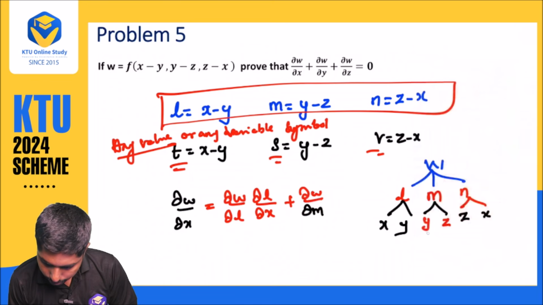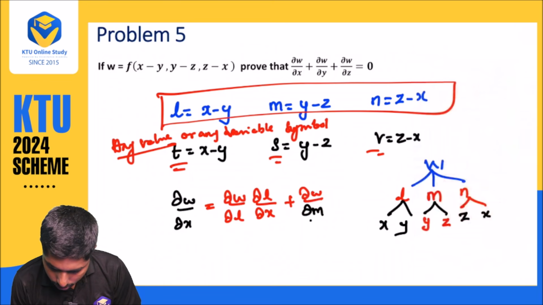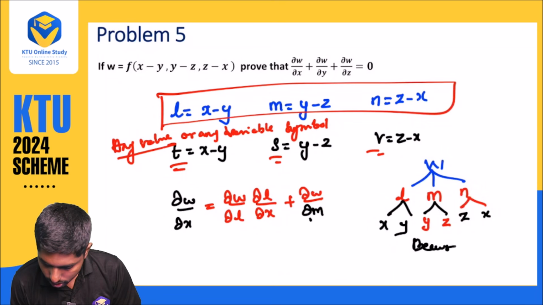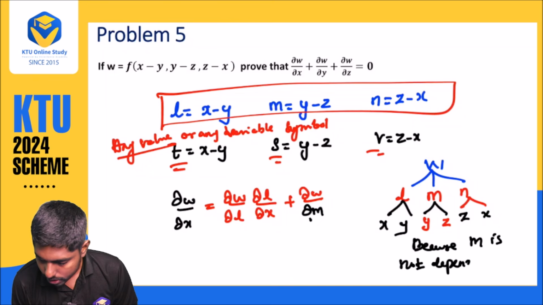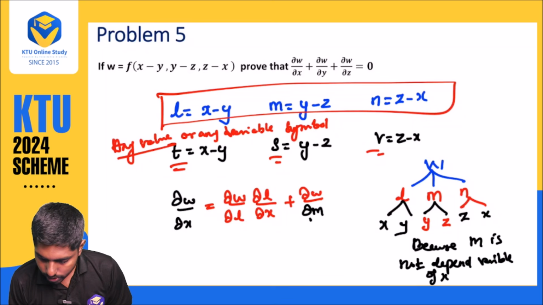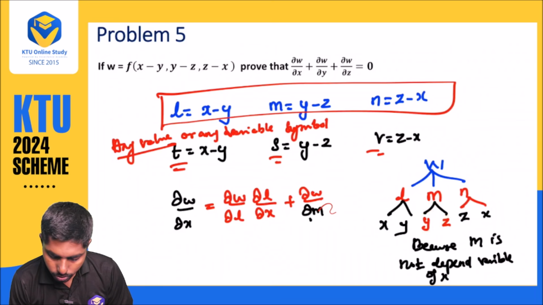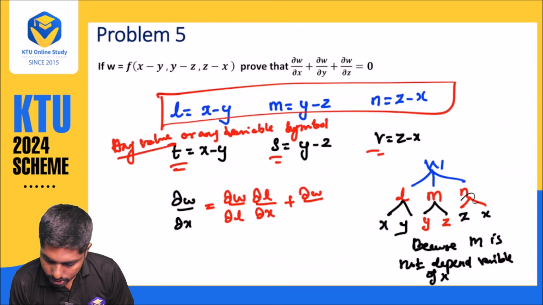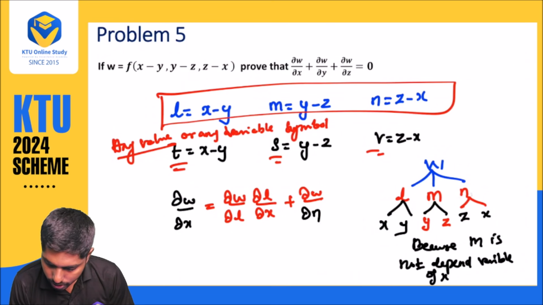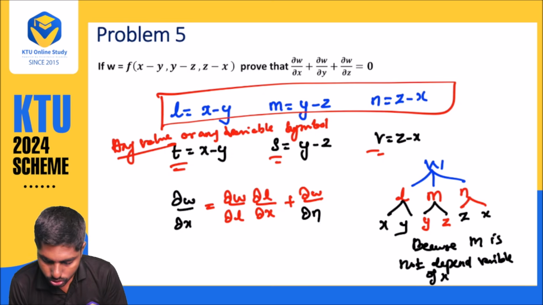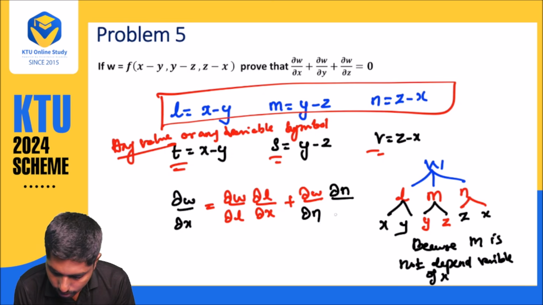No, we cannot write it, because m is not a dependent variable of x. M is depending upon y and z, not x. So I cannot write dou w by dou m. In place of m, what I can write is dou w by dou n, because n is depending upon x. So I can write dou n divided by dou x.